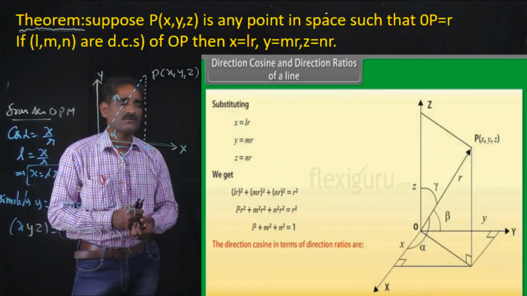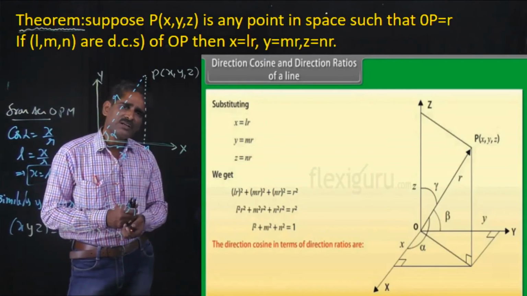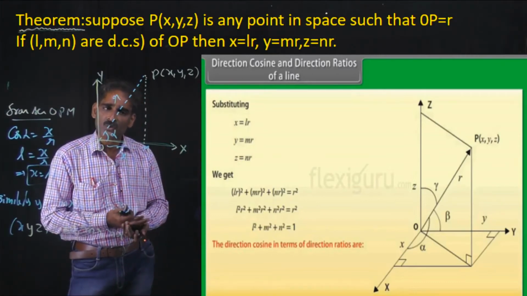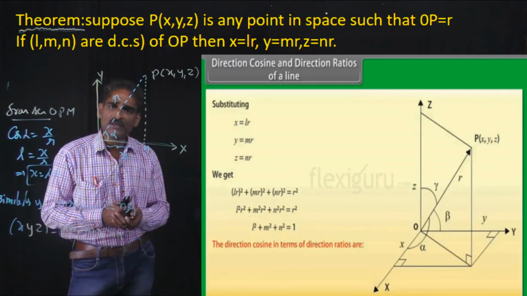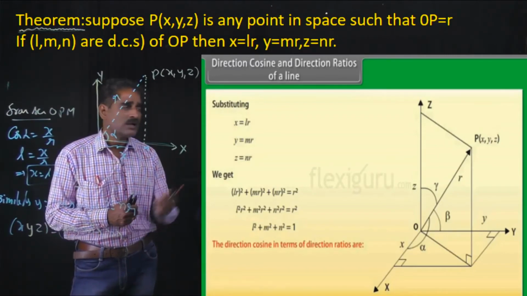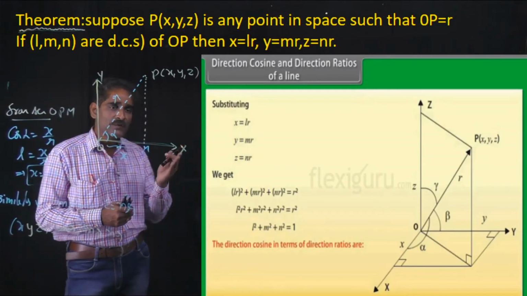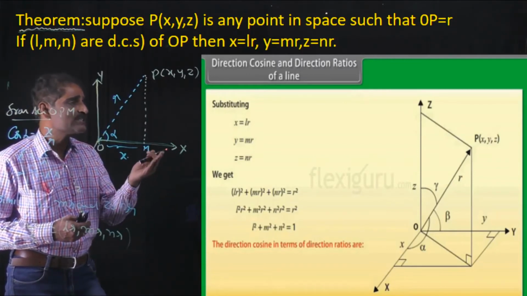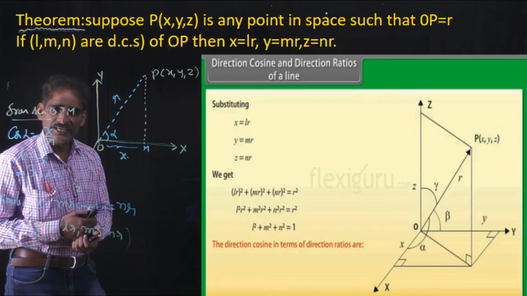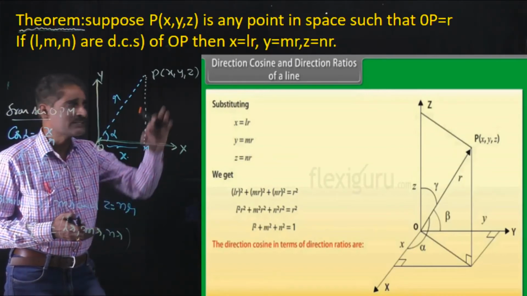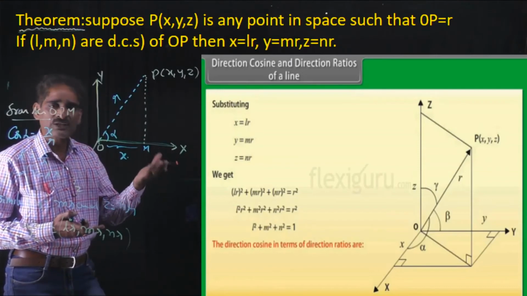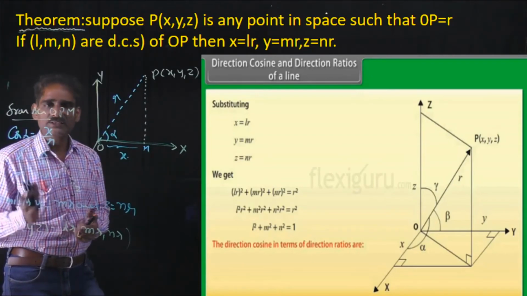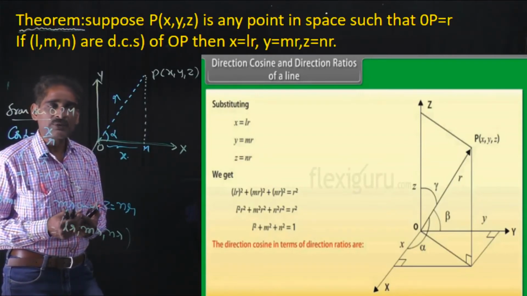So see this figure for more clarity. Just observe the figure: x-axis, y-axis and z-axis, three mutually perpendicular axes intersecting at O. P is any point in the space, join O and P. Let us take OP equal to r. Observe that alpha is the angle made by OP with the x-axis, beta is the angle made by OP with the y-axis and gamma is the angle made by OP with the z-axis. Just by taking the triangles, you can find out cos alpha, cos beta, cos gamma. So those are the relations we get: x equal to lr, y equal to mr, z equal to nr.